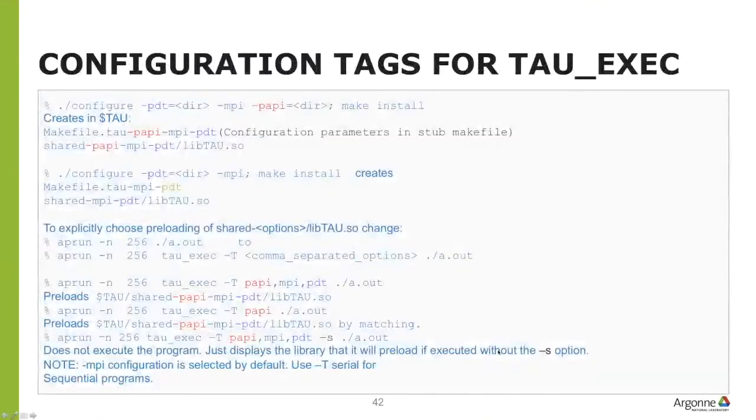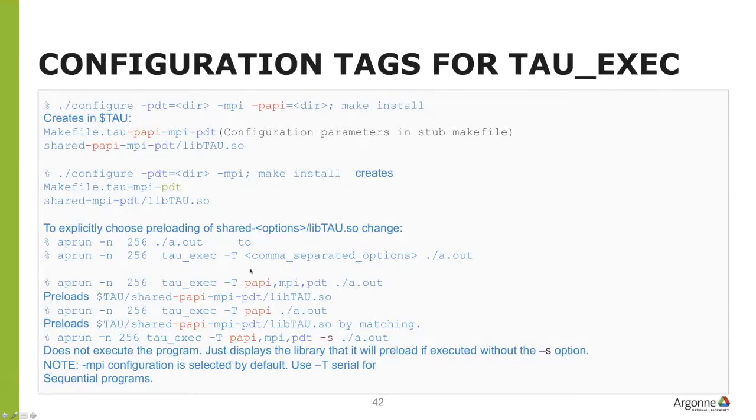MPI, PDT, OpenMP, and then compile the code. What's important about these tags is that when you configure Tau with, say, PAPI and MPI, it creates this stub makefile with the configuration parameters, which includes the location of the PAPI directory, compilers, and so on. And it creates this shared PAPI, MPI, PDT libtau.so. And if you configure it without PAPI, you would get these tags without PAPI.